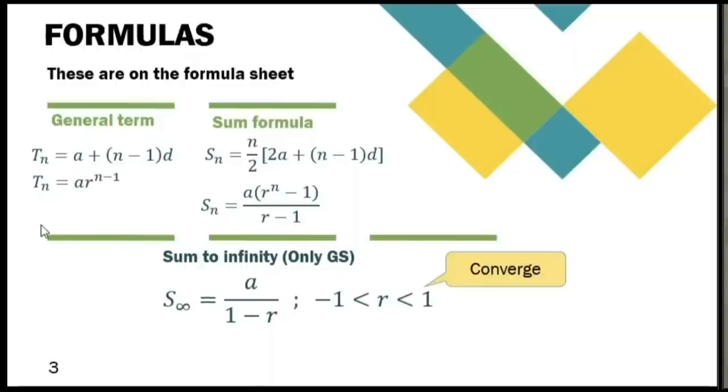For a geometric sequence, our general term is Tn equals a times r to the power of n minus 1, and our sum formula is a in brackets r to the power of n minus 1, everything divided by r minus 1. Then we also have a sum to infinity. Please remember the sum to infinity is only for a geometric sequence, and it's a over 1 minus r. And for a series to converge, my ratio must be between negative 1 and 1. Very important, they are on your formula sheet, but you need to know which one applies to an arithmetic and which one applies to a geometric.